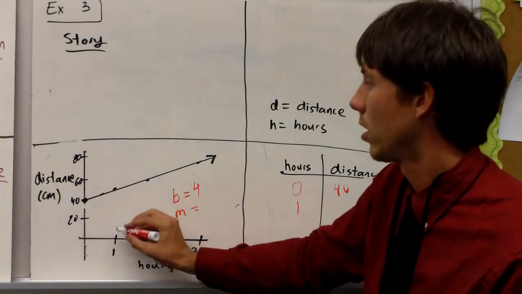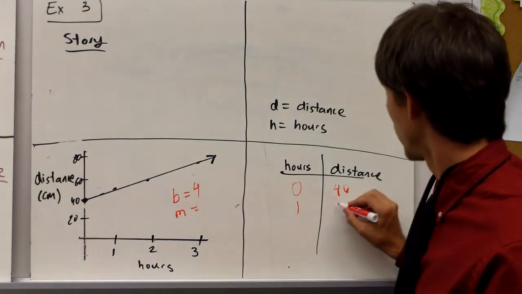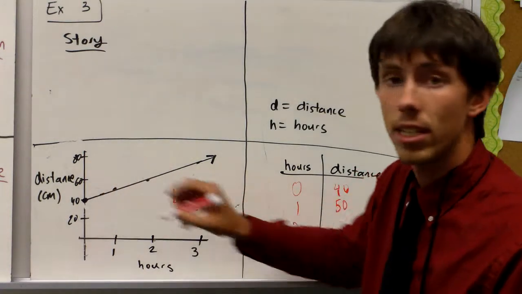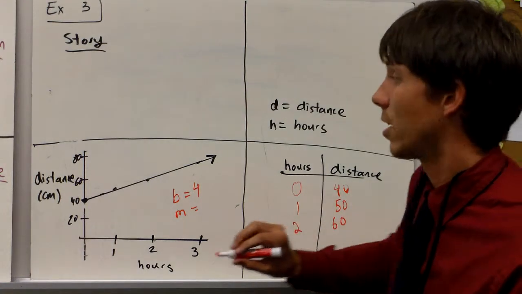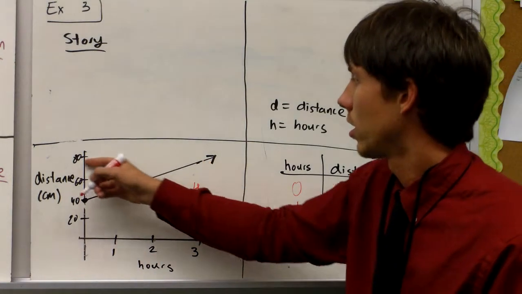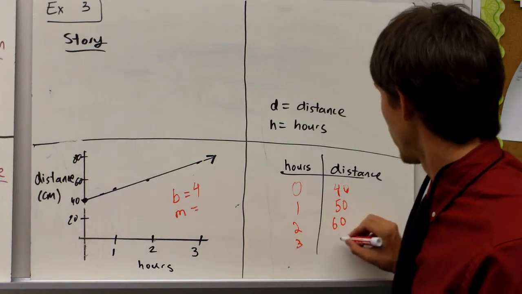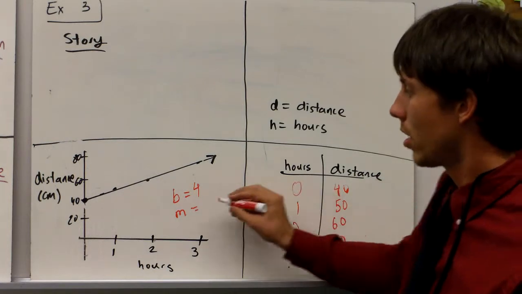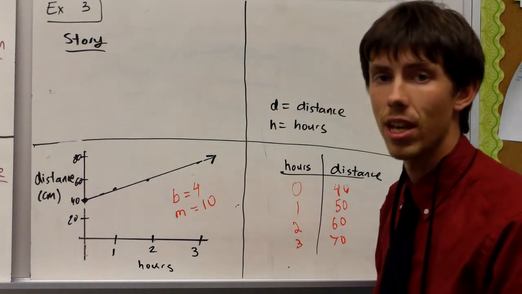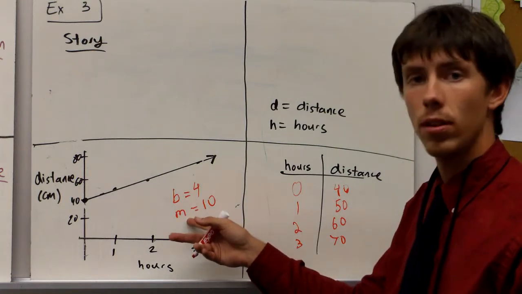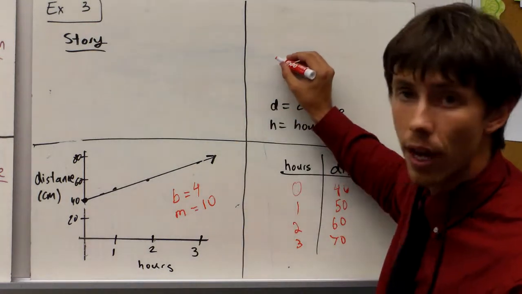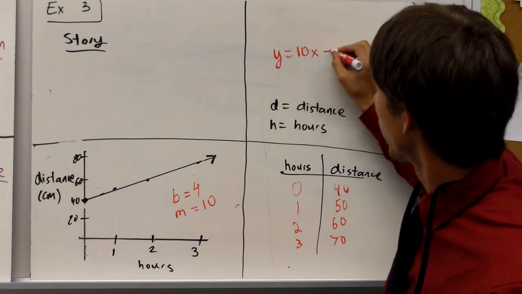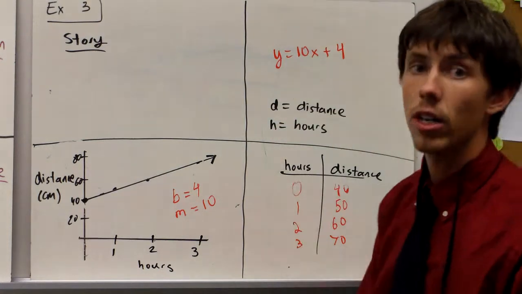After 1 hour, the distance is about 50. After 2 hours, the distance is 60 centimeters. And after 3 hours, the distance is 70. If we notice in the table, we're going up by 10 each time, so we would say that the slope of this line is 10. So we now have the slope, and we have the y-intercept, so we can go ahead and write our equation. So we'd say y equals 10x plus 4. And that would be our equation.